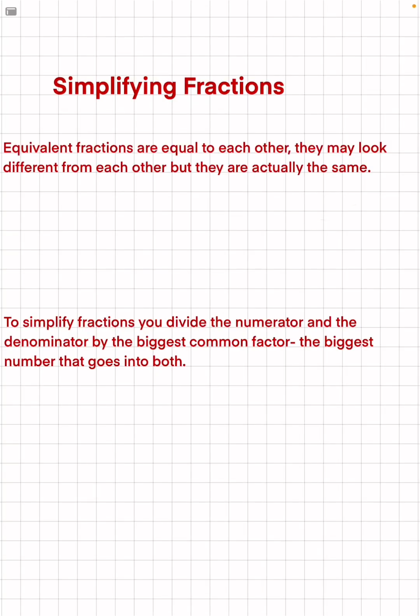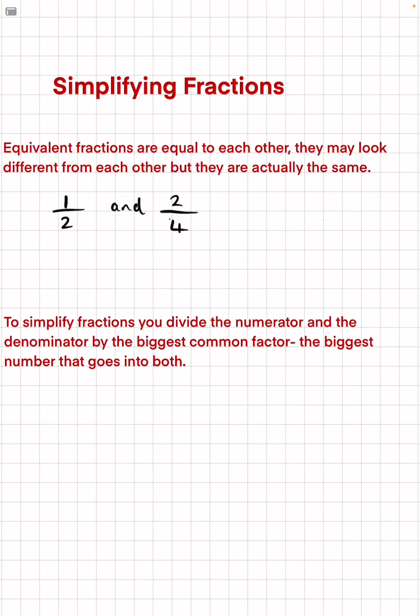In this clip, we will be looking at how to simplify fractions. Let's first have a look at equivalent fractions. Equivalent fractions are equal to each other. They may look different from each other, but they are actually the same. For example, a half and 2/4. Both of these fractions represent the same quantity.